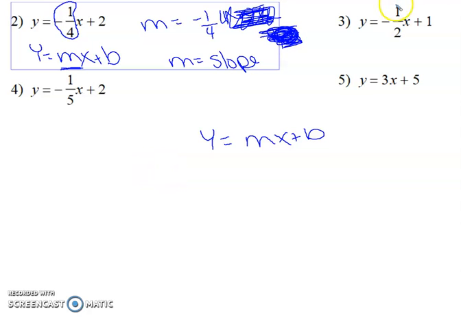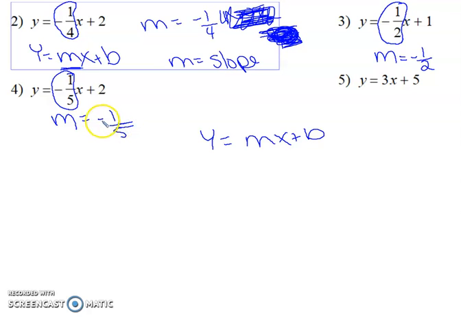So number 3, that makes my slope -1/2. And you need to put these as m equals -1/2. If you put the x, I'm counting it wrong. It is not -1/2 x. It is not 1/2 x. It is -1/2. Okay? 4, m equals -1/5.